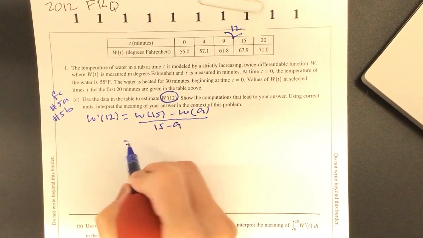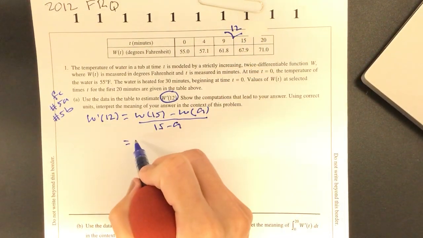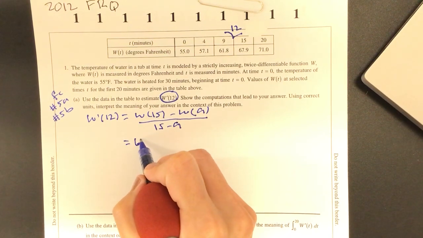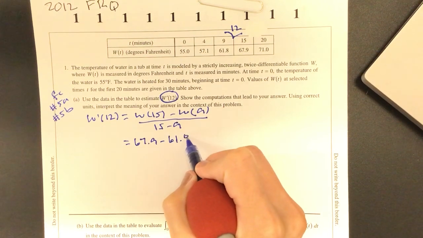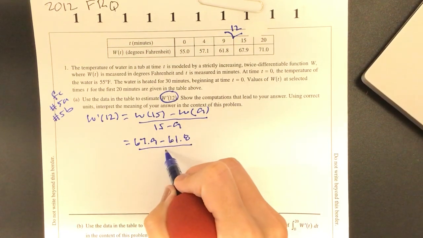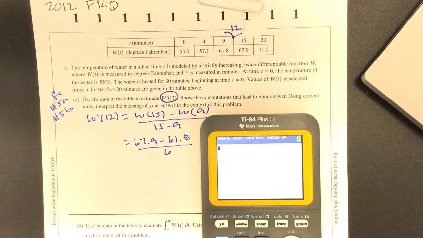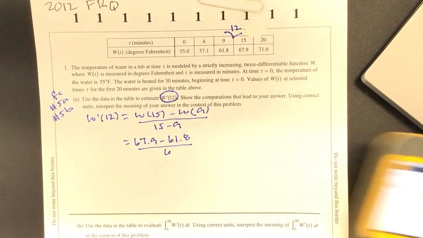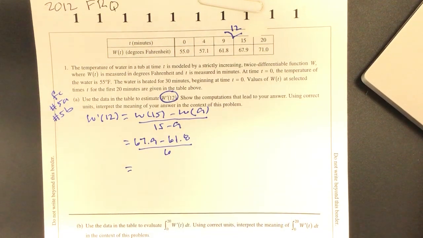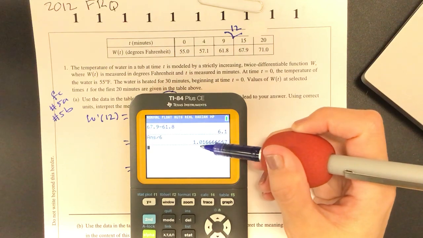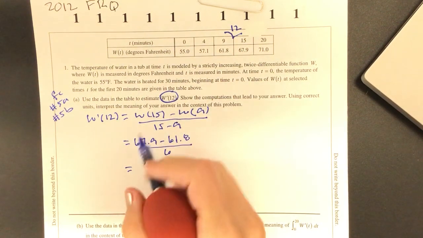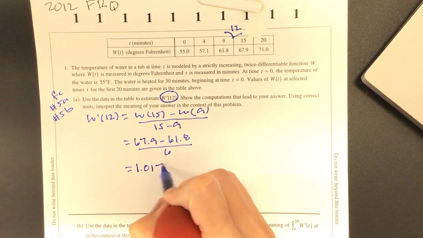When we plug things in place of W of 15, what's our y value? 67.9. What about W of 9? 61.8. And 15 minus 9 is 6. Let's type that in. We have 67.9 minus 61.8, divide that by 6, and that's going to give us some value. The way you're allowed to round, you could say 1.016 or 1.017. Because I'm a math teacher, I should use the rounding rule, but you don't have to.